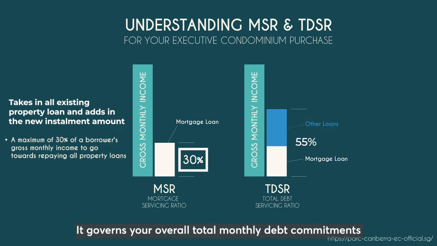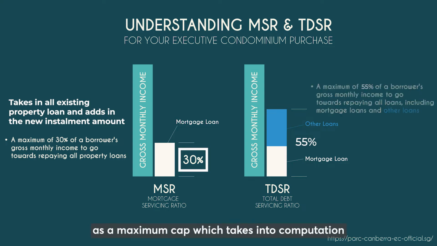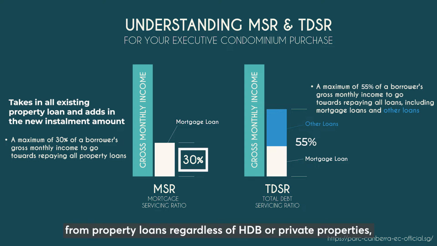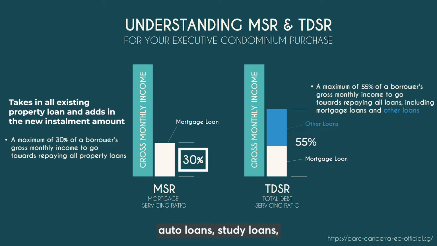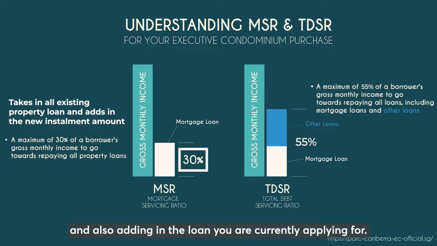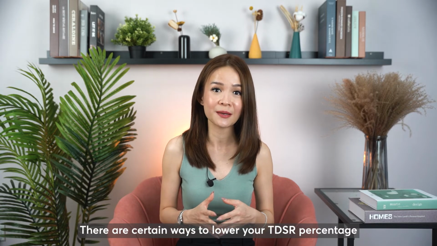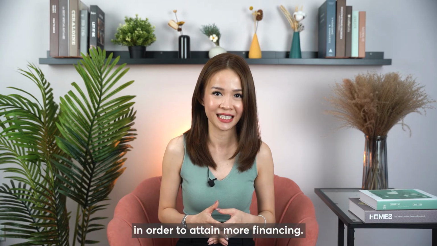It governs your overall total monthly debt commitment as a maximum cap, which takes into computation all your existing loans from property loans regardless of HDB or private properties, auto loans, study loans and even your monthly credit card commitments, and also adds in the loan you are currently applying for. The current guideline for TDSR is 55%, where all monthly combined installments over your gross monthly income is less than or equal to 55%.